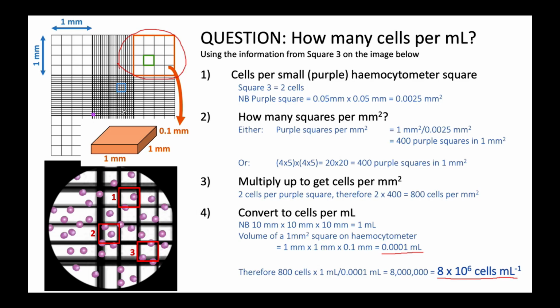So we've gone from thinking about what's happening in this one little purple square, which is what you can see down there. We've then scaled it up to think about what's happening in 1 millimetre squared, and then we've thought about the volume in there. We're going to want you to be able to do those calculations, so watch the video as many times as you need to make sure you're happy with how we get from 2 cells there to the number of cells per millilitre.